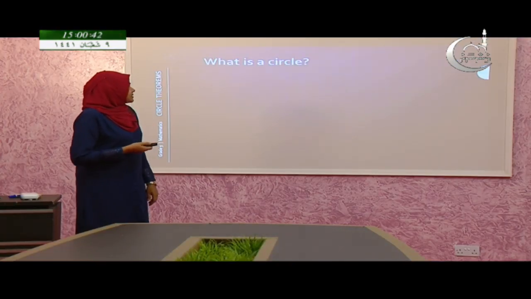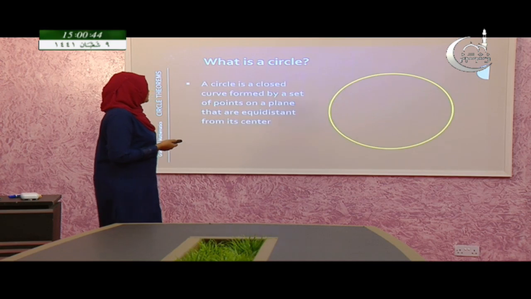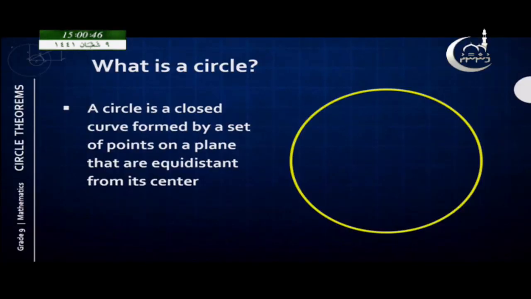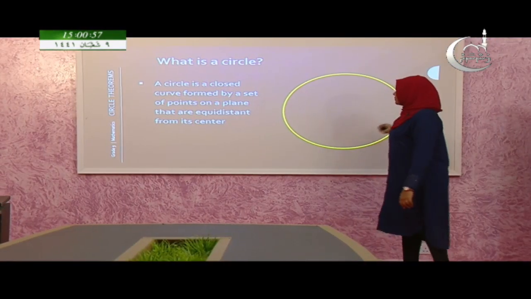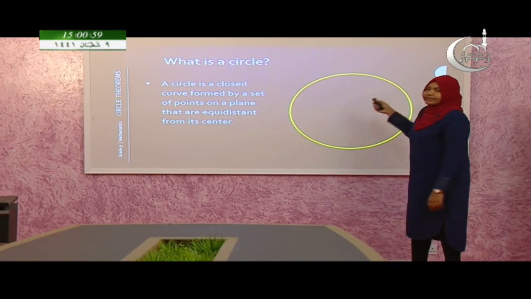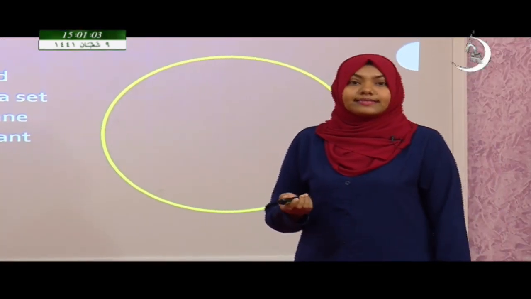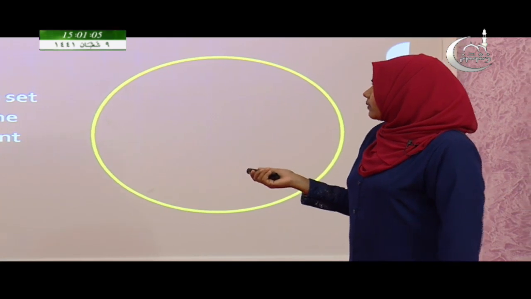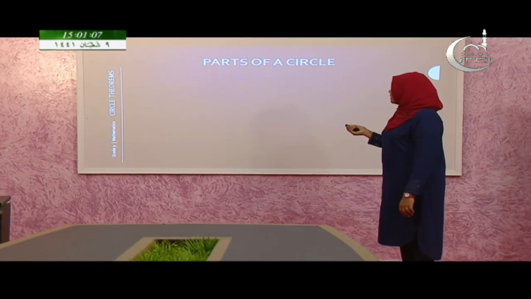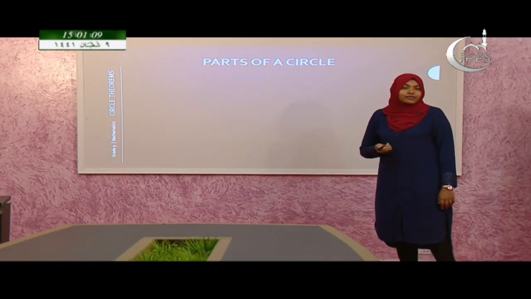First of all, let's see what a circle is. A circle is a closed curve formed by a set of points on a plane that are equidistant from its center. From the diagram you can see the curve that is formed. It is very important in a circle that there should be a center. Now I am going to explain the parts of a circle.